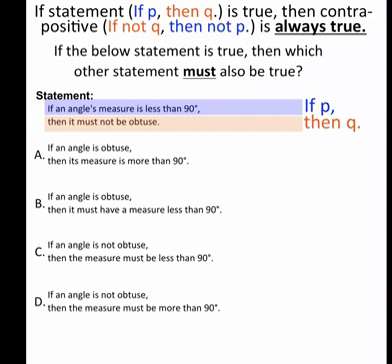So if I want to find the opposite of it must not be obtuse, to find not Q, I would say it must be obtuse.